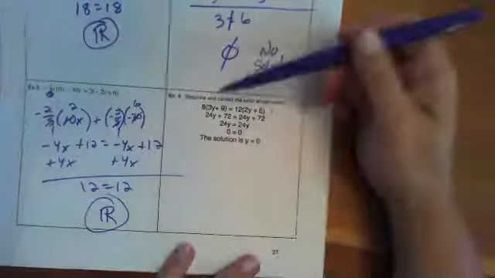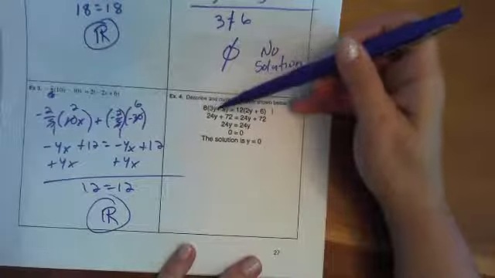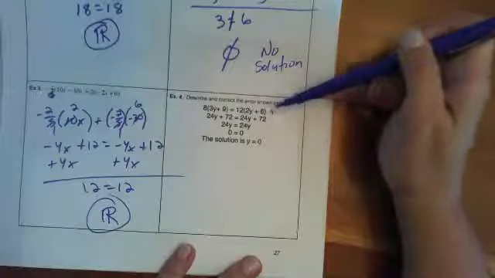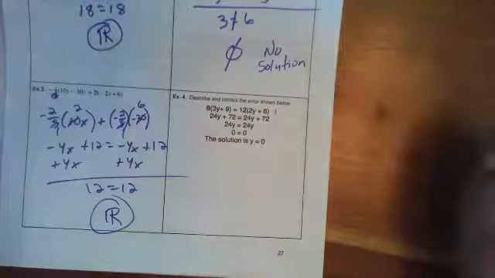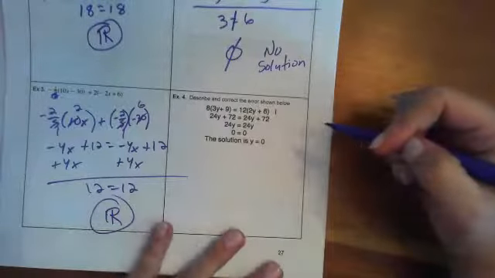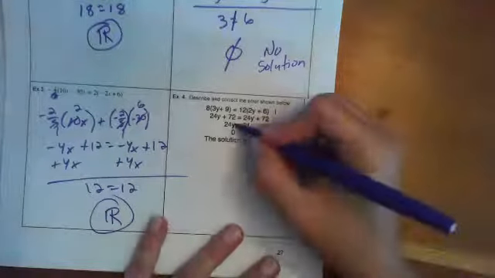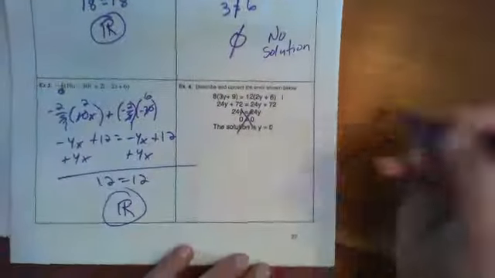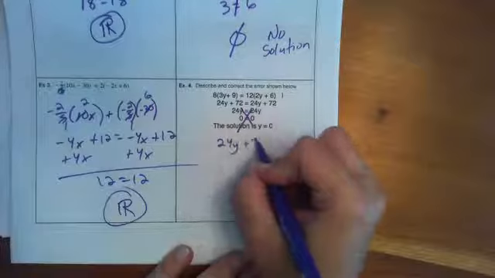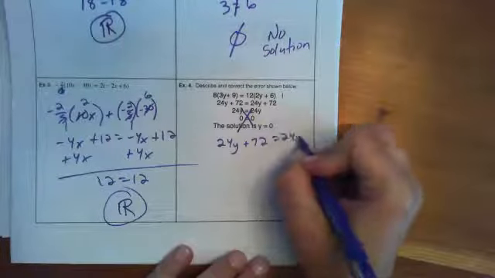Okay, let's see what they did here. Well, 24y plus 72 looks pretty good. 24y plus 72, that looks pretty good. Here's where we go wrong, okay? And they say the solution is y equals 0. That is just not true. Okay, so you have 24y plus 72 equals 24y plus 72.